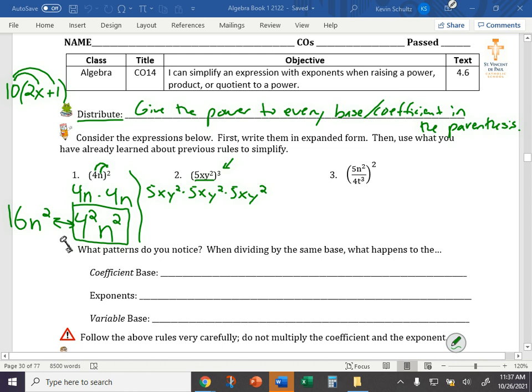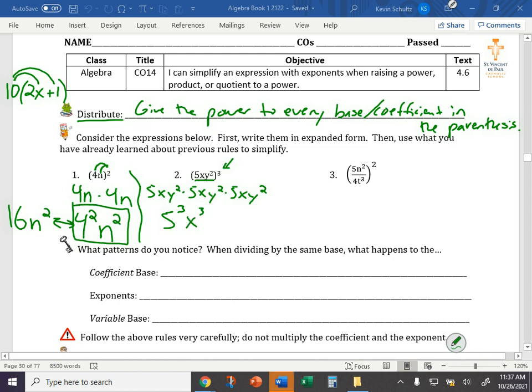How many 5s do we have total, all being multiplied together? 3 of them, right? Even though they're not next to each other, that's okay. We can write that as 5 cubed. How many x's do we have, all being multiplied together? 3 of them again, right? X times x times x, x cubed.